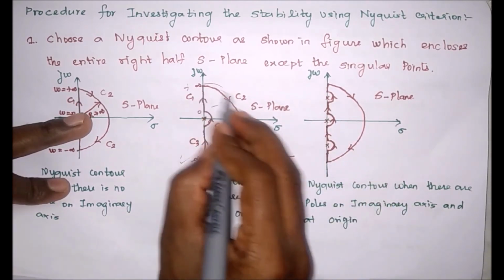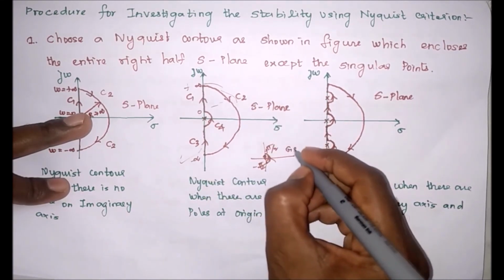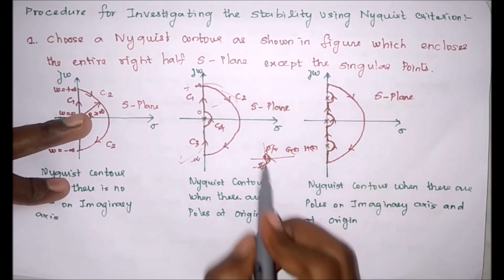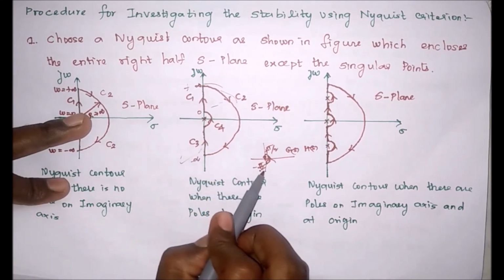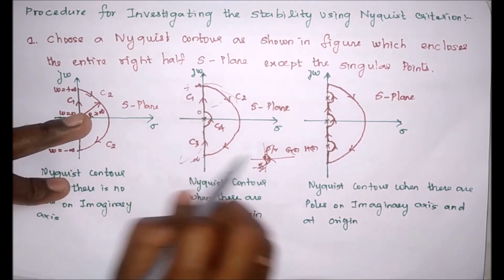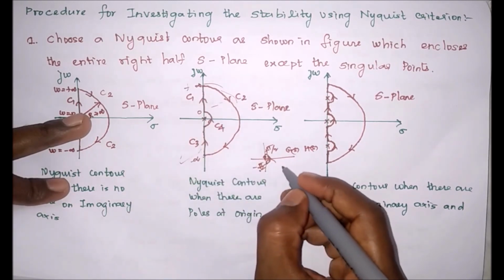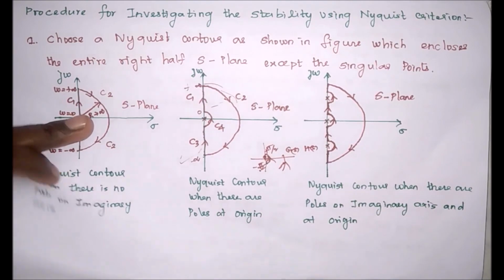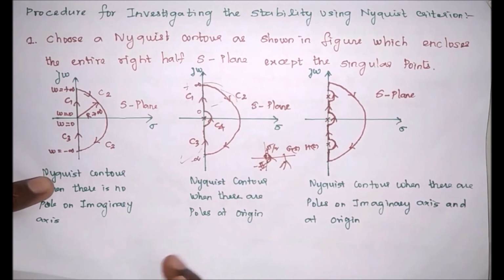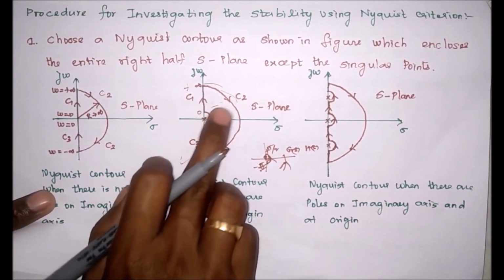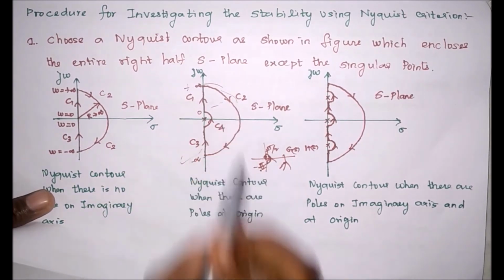Minus pi by 2 is the starting, plus pi by 2 is the ending. So in the g of s into h of s plane, it will be like this. Here r equal to infinity, here r equal to 0. Here plus pi by 2, here minus pi by 2. Here minus pi by 2, here plus pi by 2. It means here the direction is clockwise, but here the direction is anti-clockwise. This is the procedure for converting the s plane into the g of s into h of s plane for the C2 region.